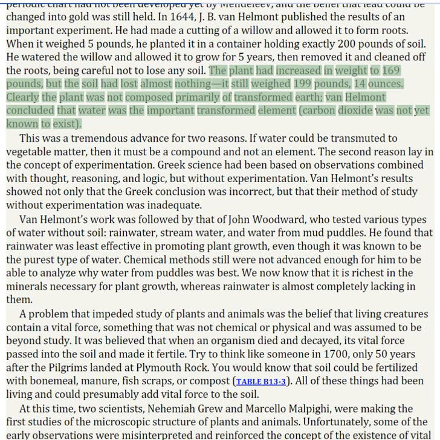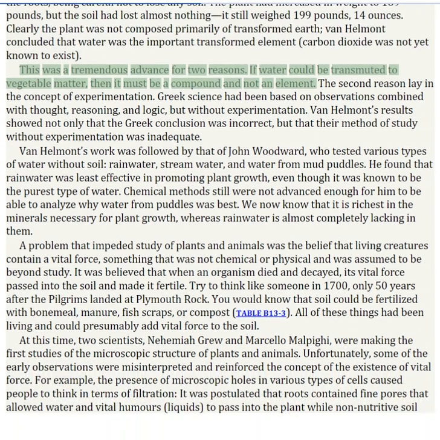The plant had increased in weight to 169 pounds, but the soil had lost almost nothing. It still weighed 199 pounds, 14 ounces. Clearly the plant was not composed primarily of transformed earth. Van Helmont concluded that water was the important transformed element. This was a tremendous advance for 2 reasons.